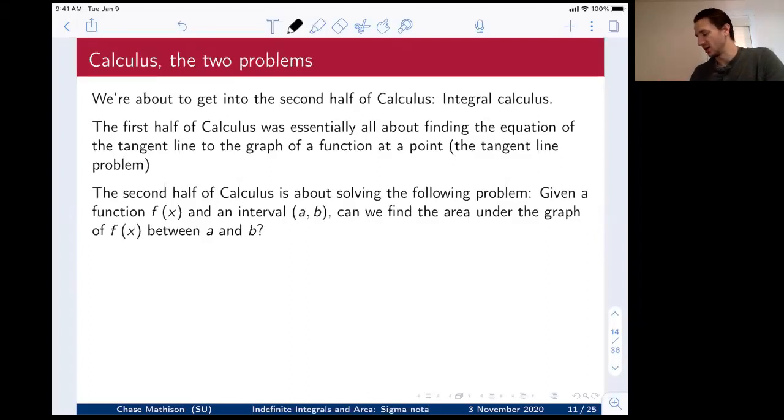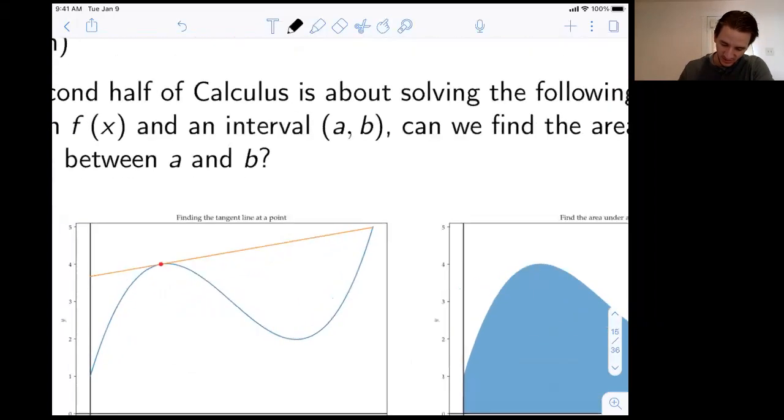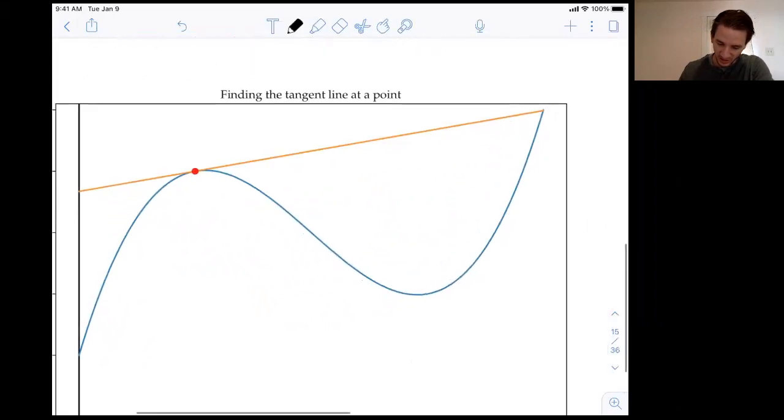This is a problem that especially the ancient Greeks were really interested in finding, say, the area of a circle. Well, if you graph the semicircle, you can find the area under that and then multiply it by 2 to get the area of a full circle. Okay? So, some drawings of what we're doing in Calc 1.